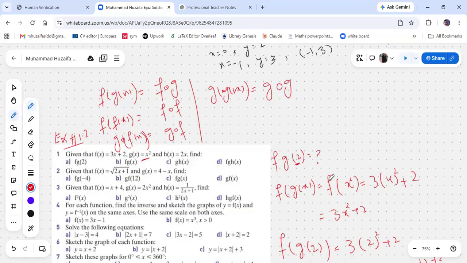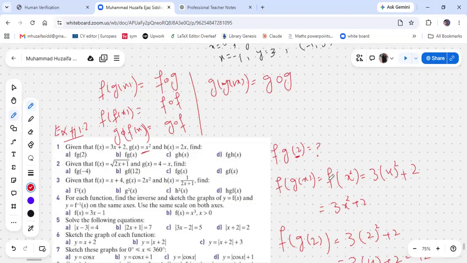So after this, look at here. For this type of function, we are writing f into g into h. In shortcut format, we already know f of x is written f, g of x is written g, and h of x we are writing as h.